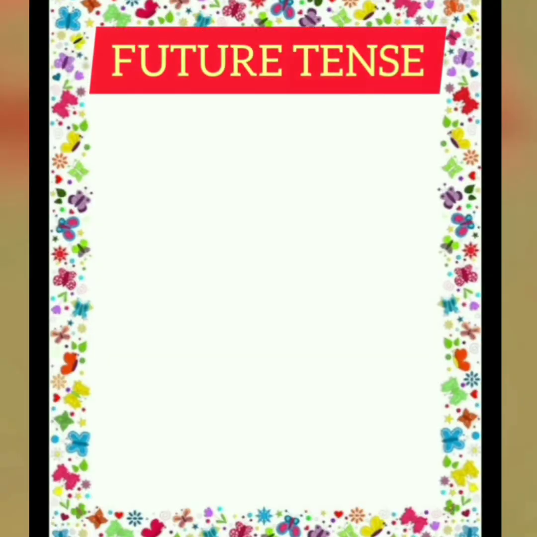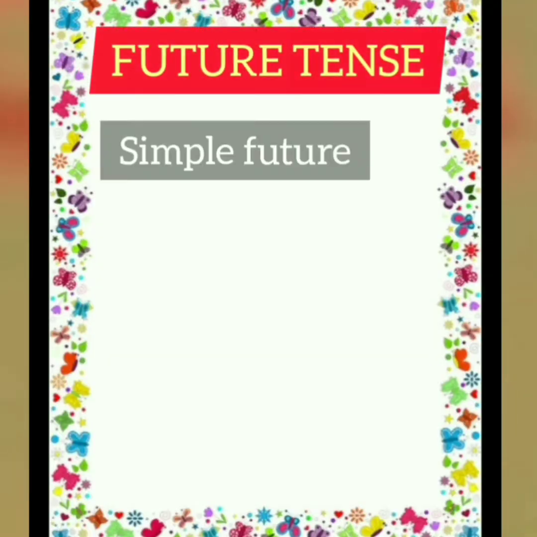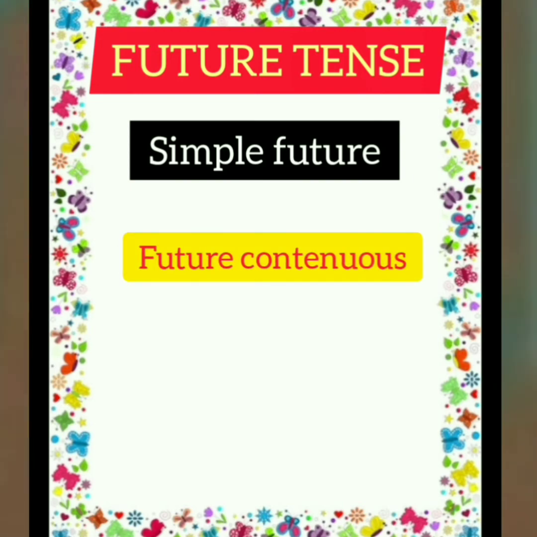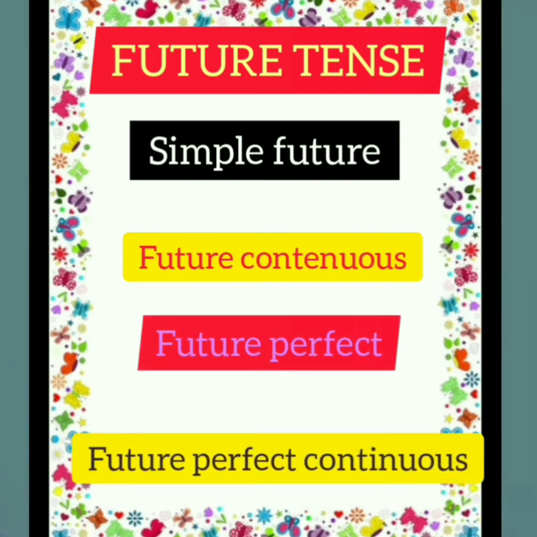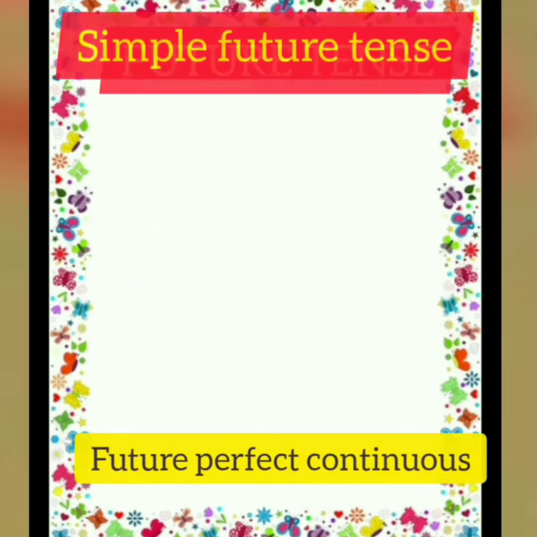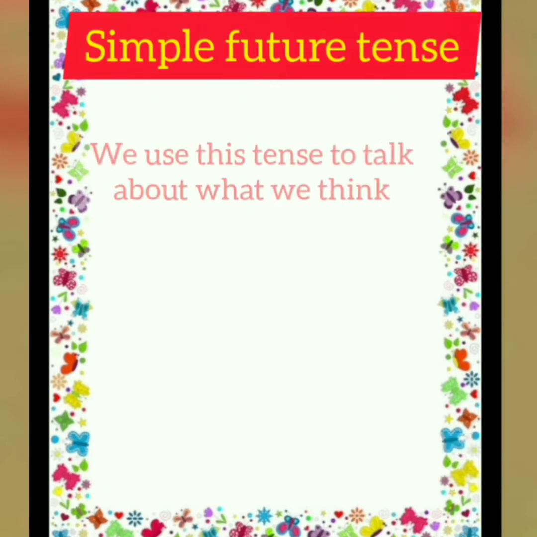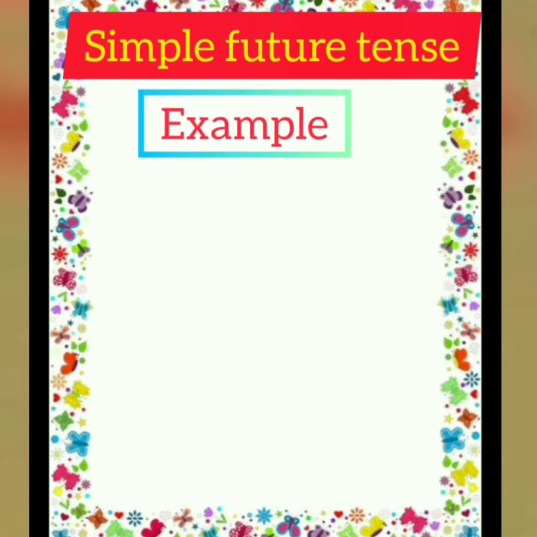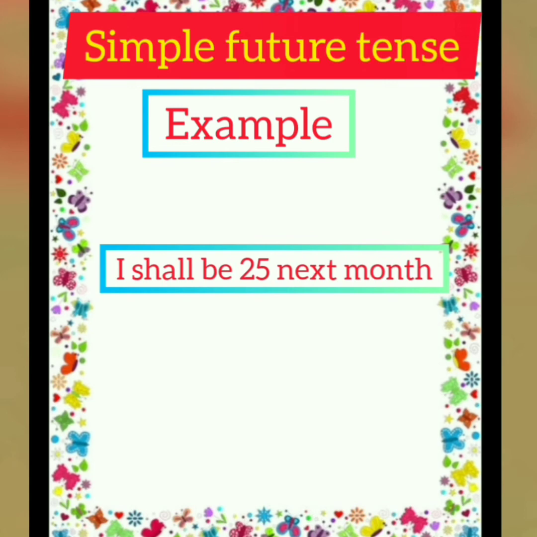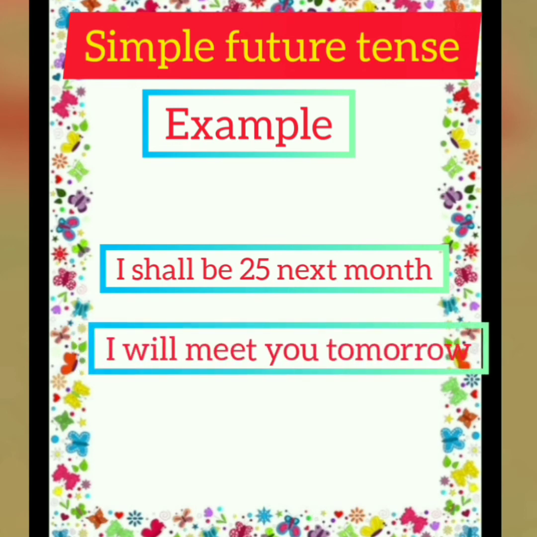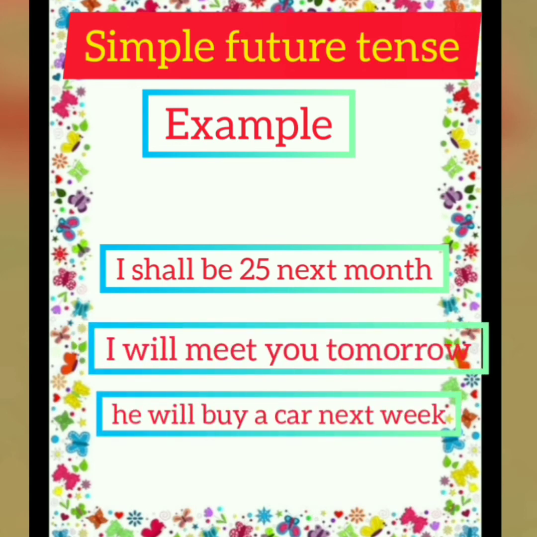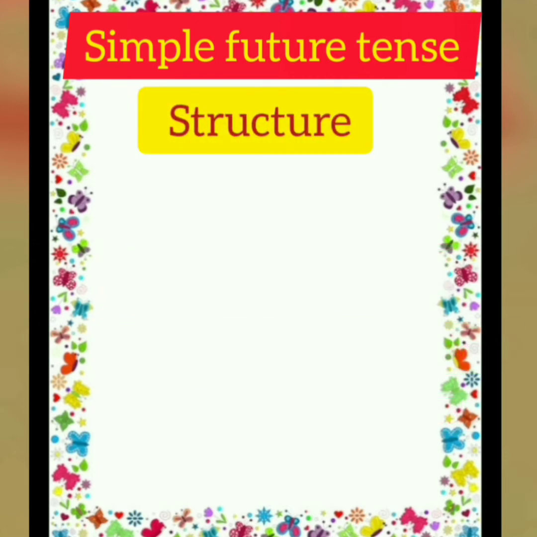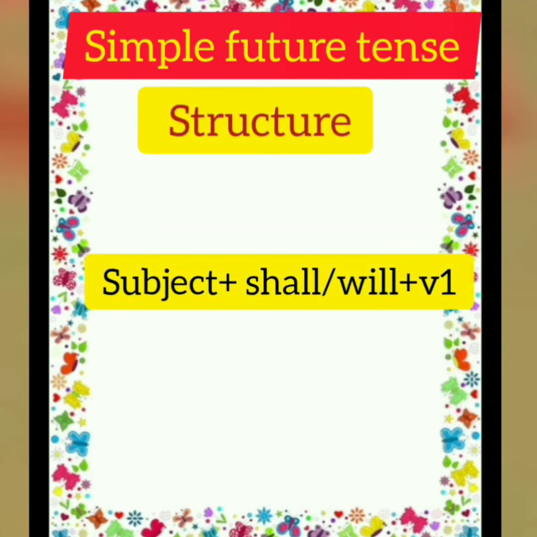Future tense. Future tense is of four types: simple future, future continuous, future perfect, future perfect continuous tense. Simple future tense. We use this tense to talk about what we think or believe will happen in the future. For example, I shall be 25 next month. I will meet you tomorrow. He will buy a car next week. Structure of simple future tense: subject plus shall or will plus V1.